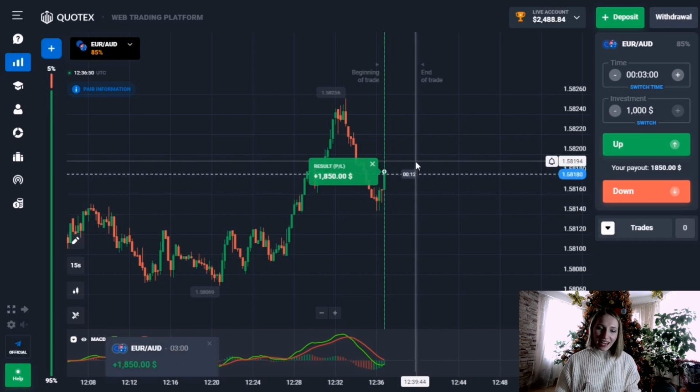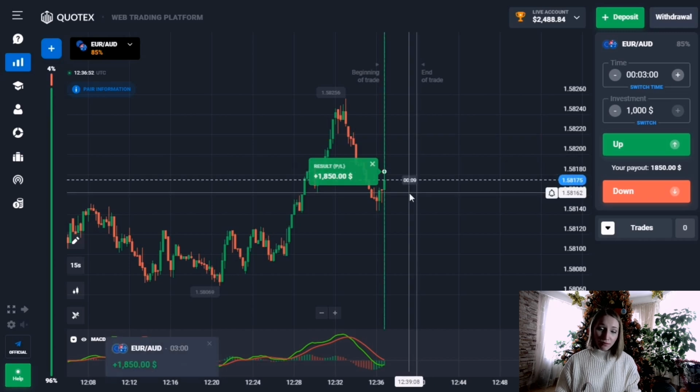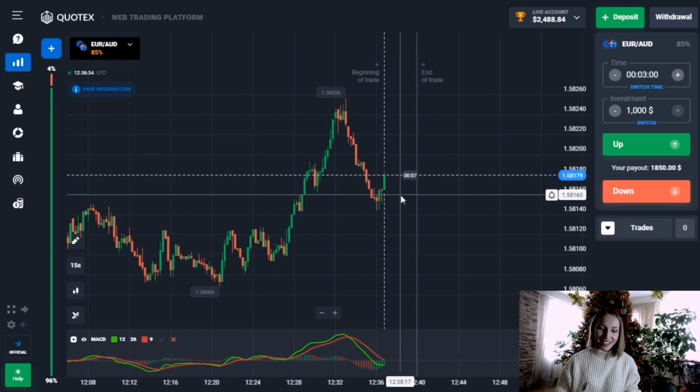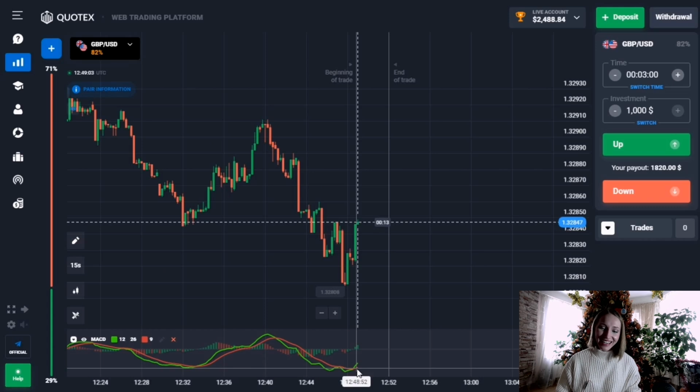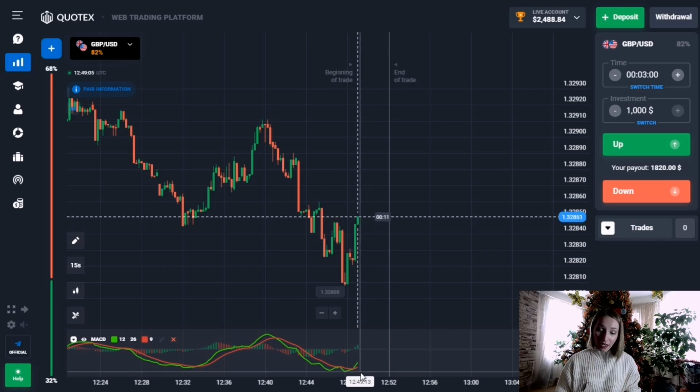Well, it's not bad guys, the price really continued its movement down and we are getting our profit. The indicator showed us a very good entry point. So guys, let's continue.